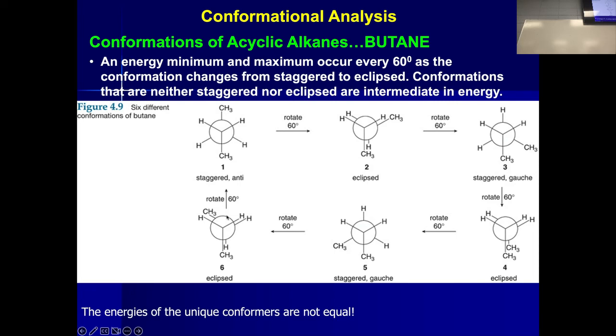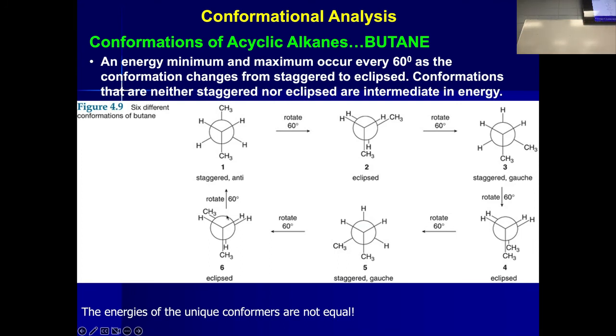So anyway, this is called anti and staggered. Anti means 180 degrees apart for the biggest groups. These are anti to one another, okay? Now, which carbon are they rotating by 60 degrees? The front carbon or the back carbon, if you're looking at that?